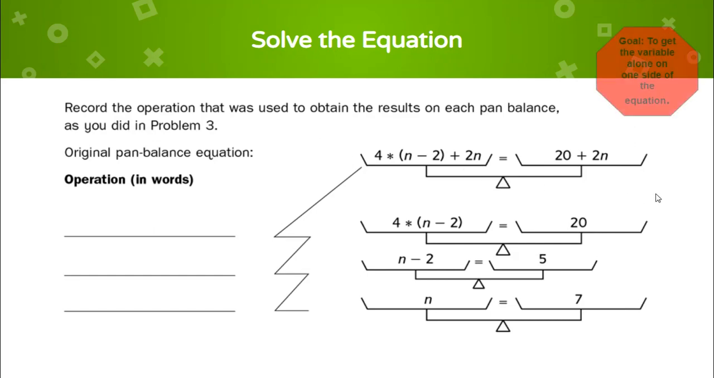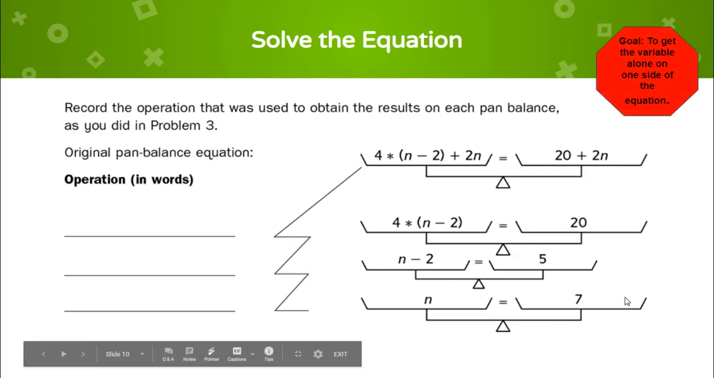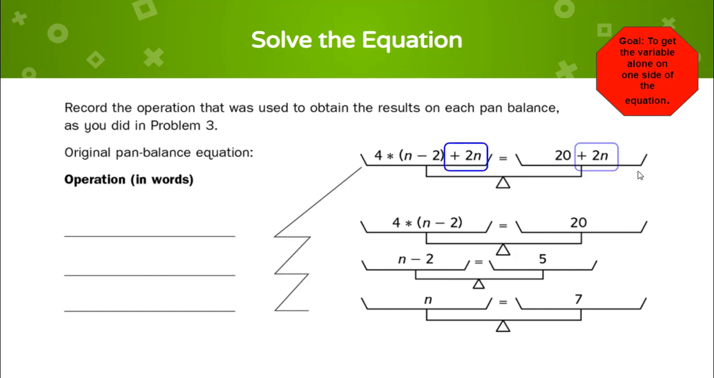Well, guys, our goal, remember, is always to get that variable alone on one side. So in this top pan balance, I see a plus 2n on each side. Then the second pan balance, that's not there. So they must have gotten rid of it. Well, to get rid of adding 2n, we use the inverse, which is to subtract 2n. All right, that makes a lot of sense.